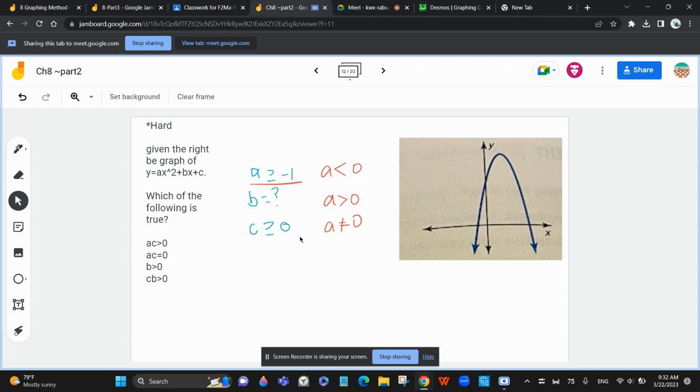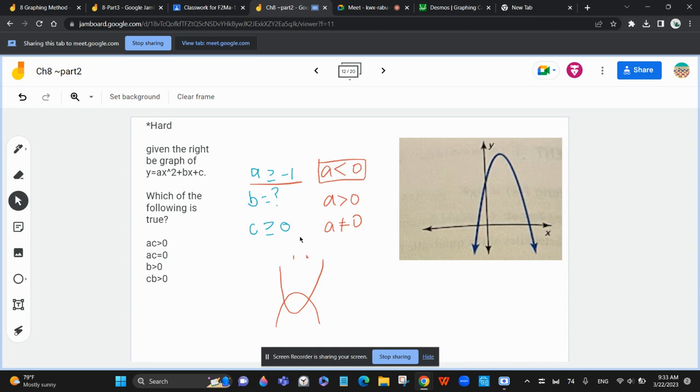So if it is upside down, then A is smaller than zero, right? If A is positive, then it is like a smile face, okay? And when A is negative, then it is a sad face. So you can remember it like that, right? A positive and a negative.